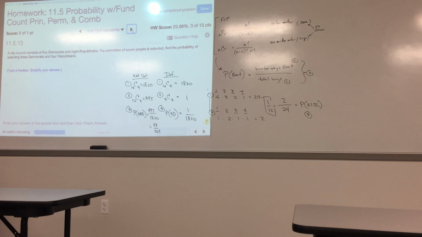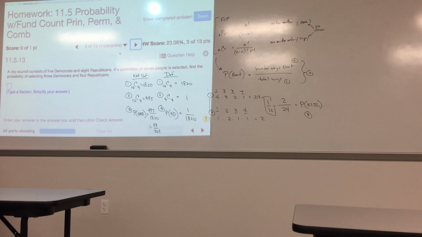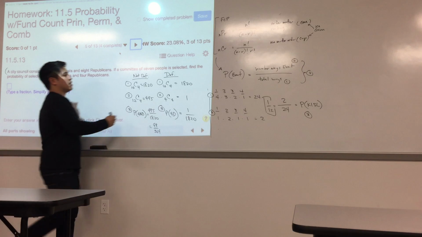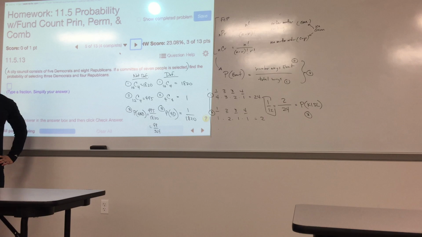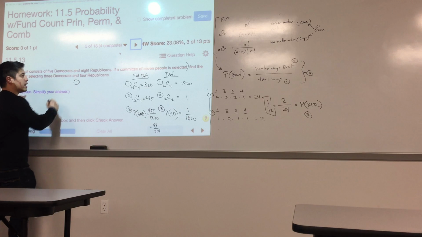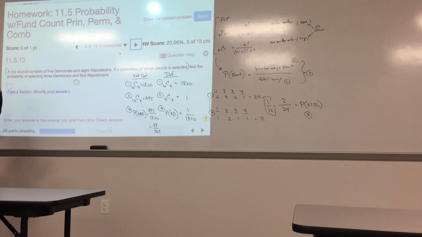So I'm going to move on. Here we go. Let's take a look at number 5 here. A city council consists of 5 Democrats and 8 Republicans. If a committee of 7 people is selected, stop right there. That is enough information to answer part 1 in our problem. What is our setup for part 1?